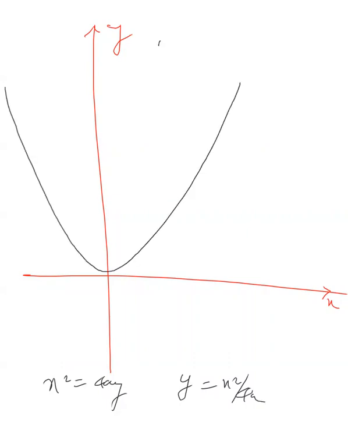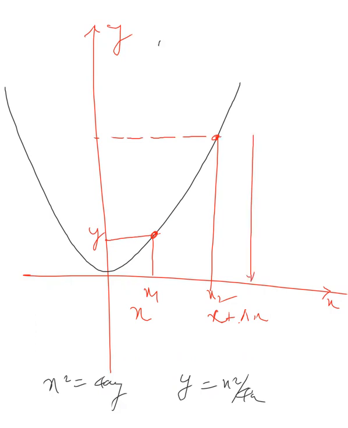Now here also suppose you have two points, one is x1 and the other is x2, or you can call one x and another x plus delta x. This height will be y and that height will be y plus delta y. So definitely this change in y is this much.